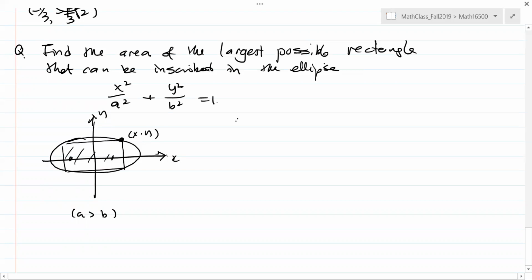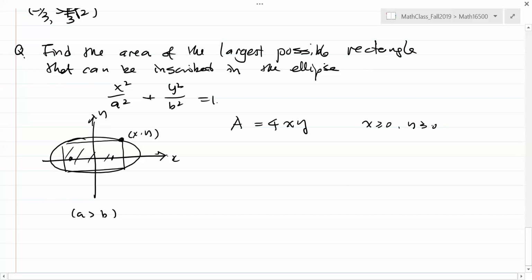Area, you have to write the area formula. Area is going to be, first of all, x times y, right? But x times y have 4, you have to multiply 4. That is the total area of the rectangle. Okay, so here clearly x should be greater than or equal to 0, y is greater than or equal to 0.